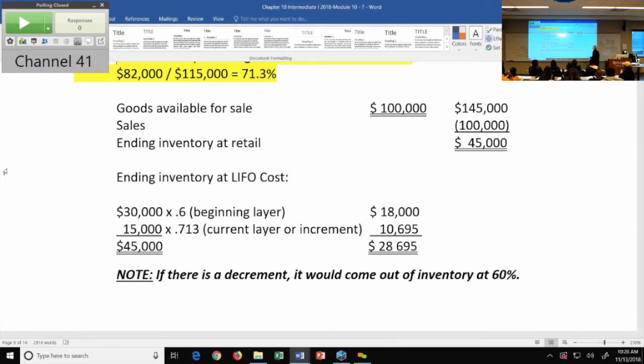So what you have is base layer at 0.6, the increment 0.713, 10,695. So the ending inventory at LIFO retail is 28,695. Now make a note, if there's a decrement, it's got to come out at 0.6. So if inventory shrinks below 30, for example, what if the ending inventory was 20? It would come out at 0.6. Next year, if the inventory declines below 45, what happens? You take it out first at 0.713, and then you would take it out at 0.6. So it would be in the LIFO order.